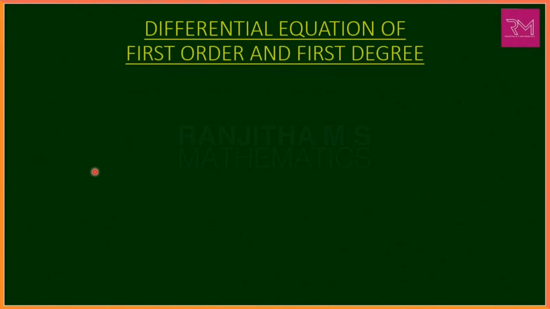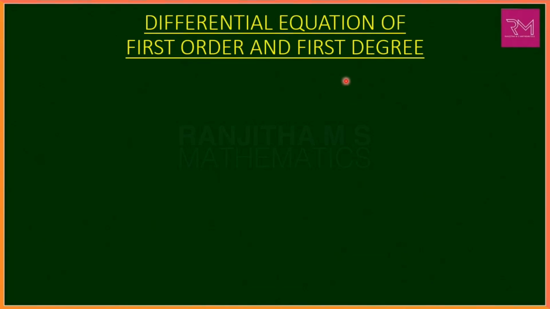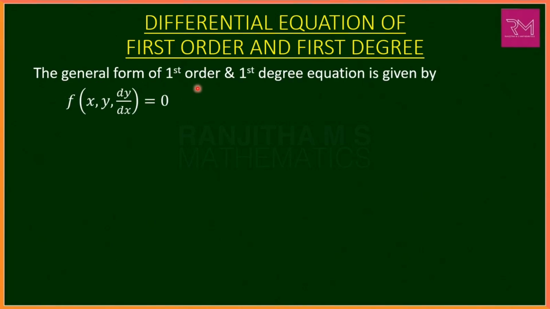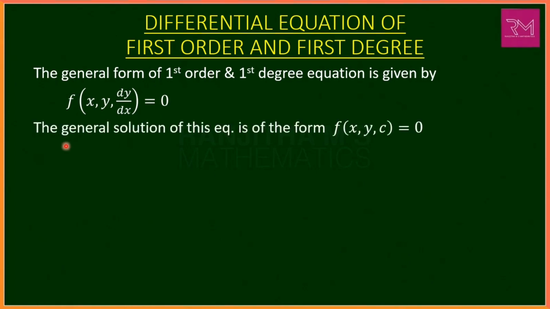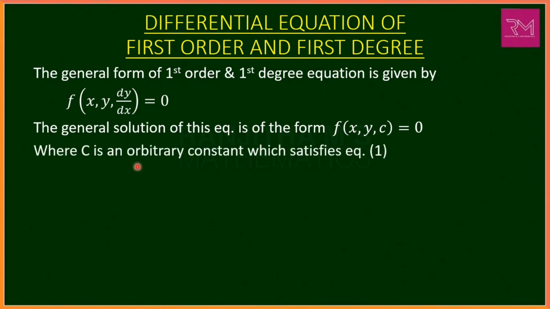Next, we shall come to the actual concept in module 3, that is differential equations of first order and first degree. The general form of a first order and first degree equation is given by f of x, y, dy by dx equal to 0. This is the standard form of a first order and first degree equation. Our aim is to find the solution for this equation. In general, the solution of this equation is of the form f of x, y, c equal to 0, where c is an arbitrary constant.